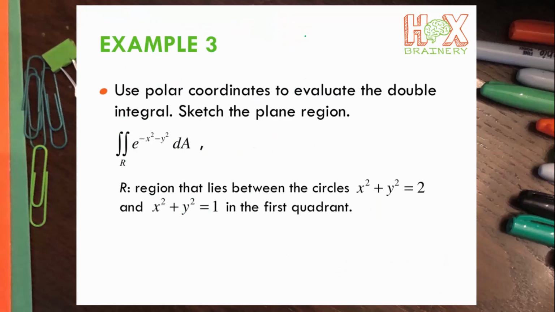All right, let's try this again. We're going to use polar coordinates again to evaluate the double integral. We want to sketch the plane region like we did in the last example. So we have this double integral over region R, and here region R is the region that lies between these two circles in the first quadrant. We'll sketch that on the next slide.